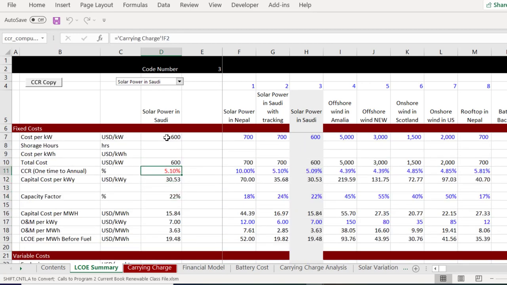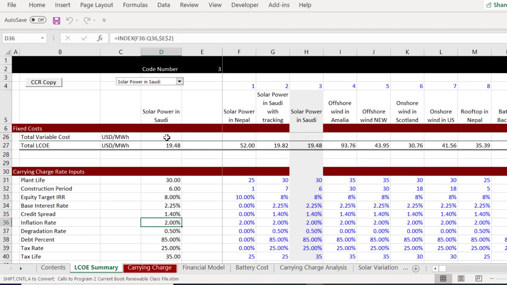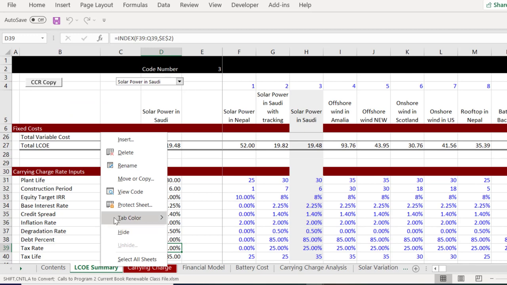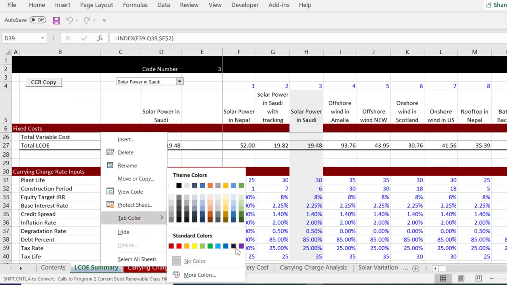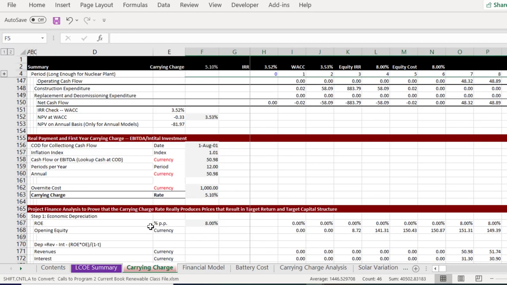This is the number. Okay, now what I did next, and this is where we're going, is I said, okay, all of these things for this number three, this plant life, this equity IRR, let's put all of those in the carrying charge. In fact, why don't we put a tab color? Why don't we make this purple? Purple, that's a good color. And then we go to the carrying charge, Control Alt C.